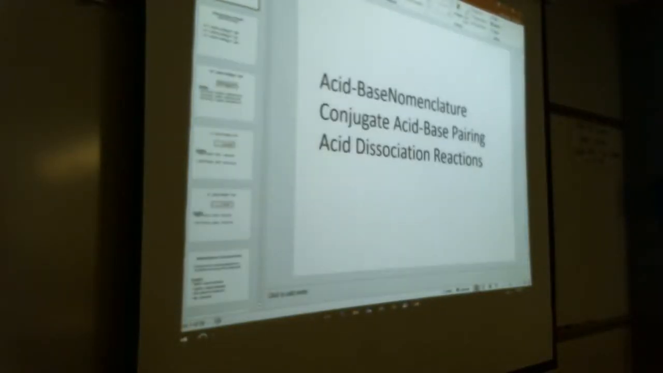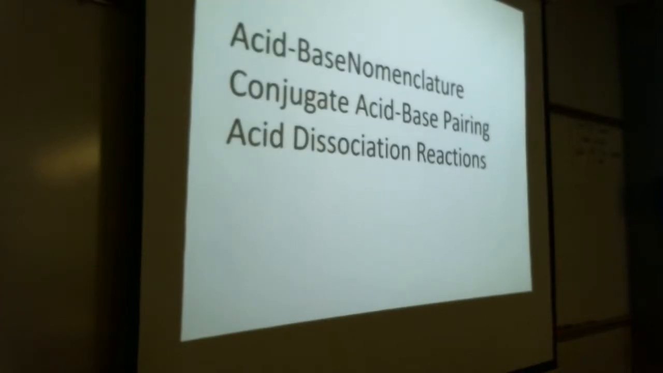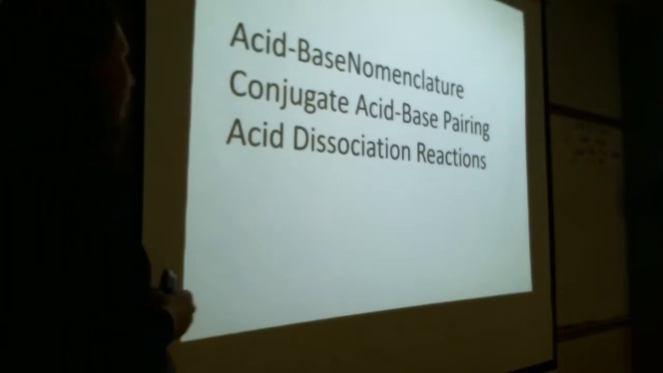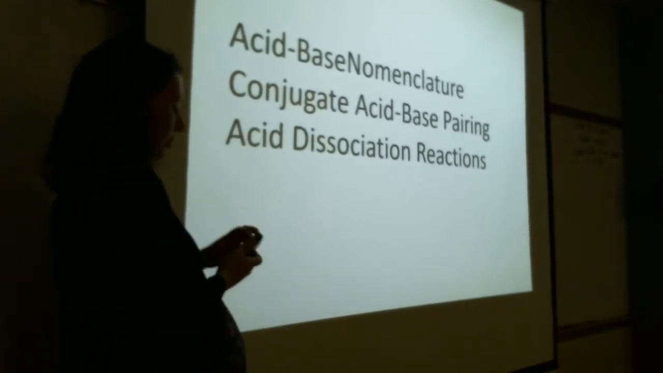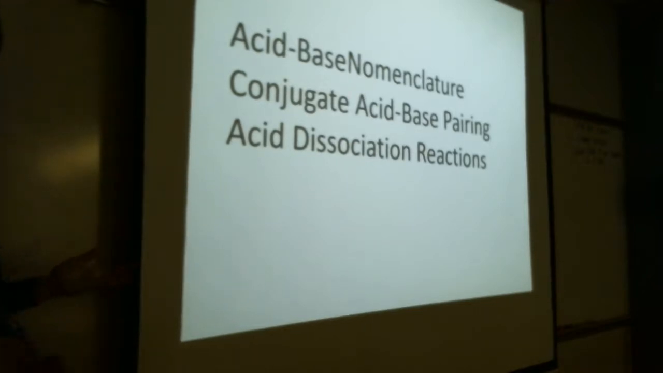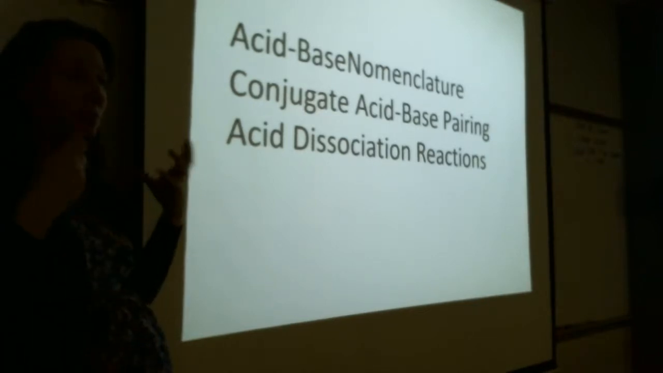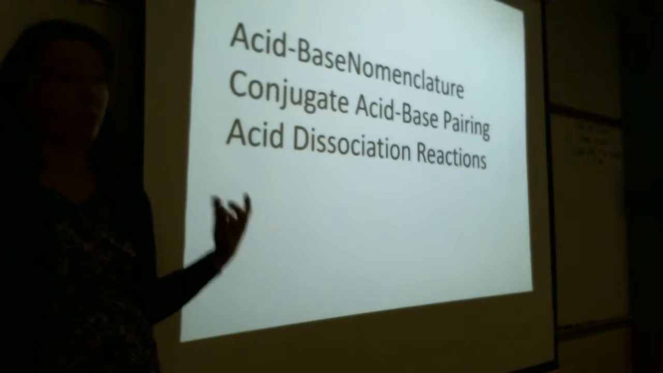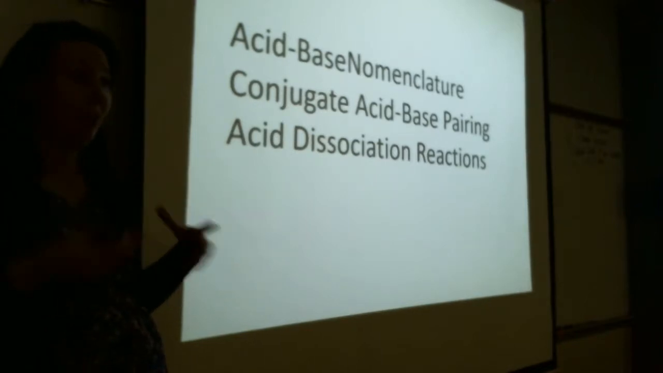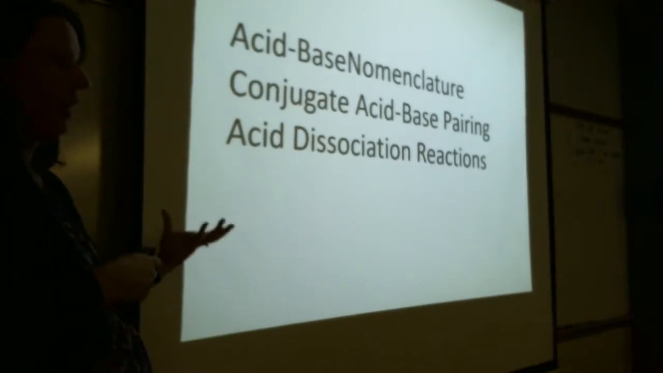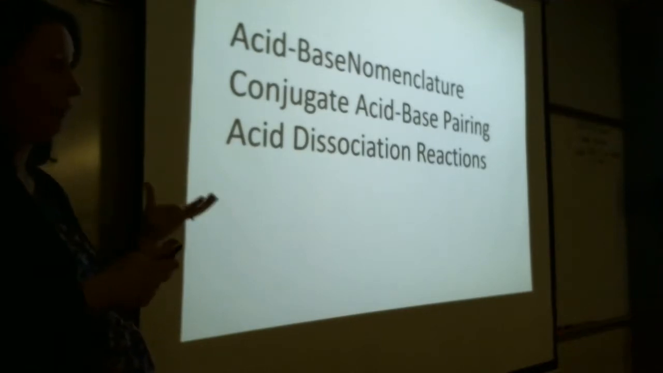So today we are talking about acid-base nomenclature, which just means naming. We're going to talk about acid-base pairing, conjugate acid-base pairing, and we're also going to talk about acid dissociation reactions. Okay, so all of this deals with acid-base chemistry, which will be the next major topic that we'll be looking at. Remember, we spend several weeks on each topic, so we're going to spend a good long time talking about acids and bases. The next 3.5, 4 weeks.